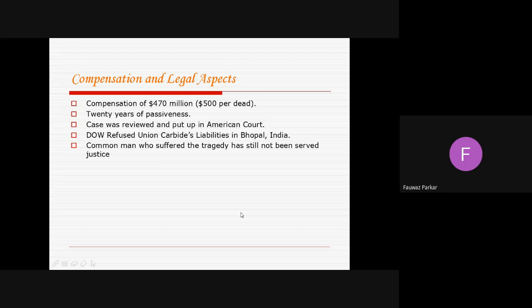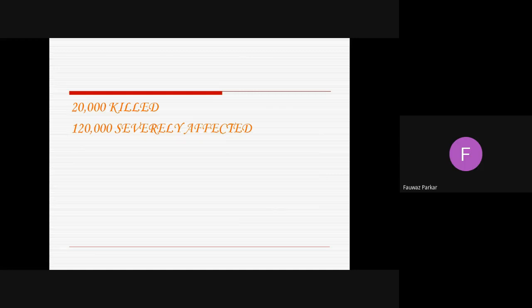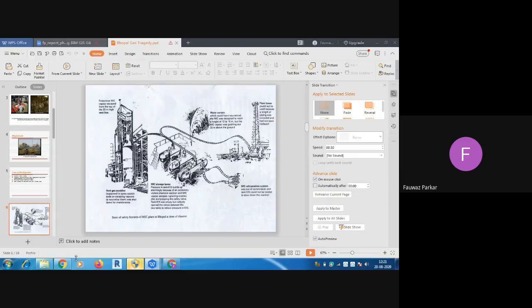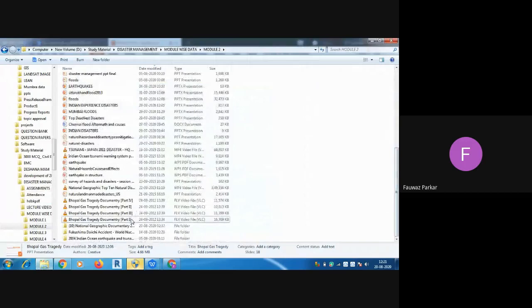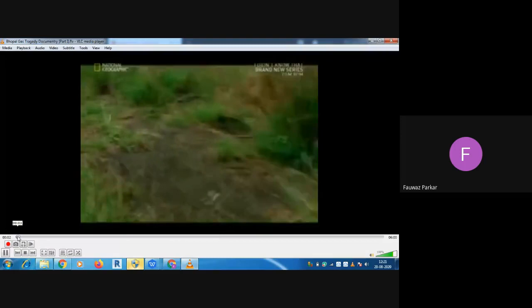20,000 people were killed and 1,20,000 people severely affected. This was a very major disaster in the history of Indian industrial disasters. We'll see some videos pertaining to it, and I hope you'll be able to comprehend it. Listen carefully to the video, because in the exam, if a question comes on industrial disaster, and since we are talking in the Indian context, focus on this type of disaster, the Bhopal gas tragedy. Even if a direct question on it is not there, somewhere you have to link it with it, because it is a major event in the annals of Indian industrial disasters.